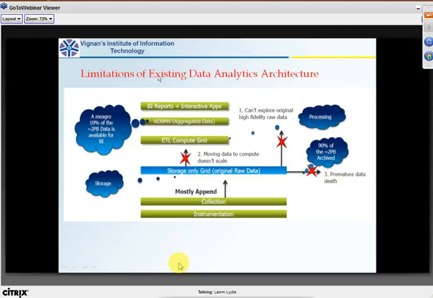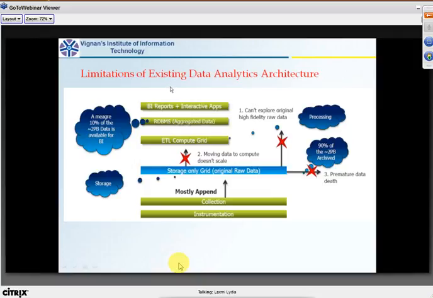We have covered big data. In big data, we have seen the limitations of the existing data analytics architecture. The limitations are that only 10% of data is available, and the remaining 90% is completely archived. So it becomes slow, and working is only possible with RDBMS, but the remaining is not possible.